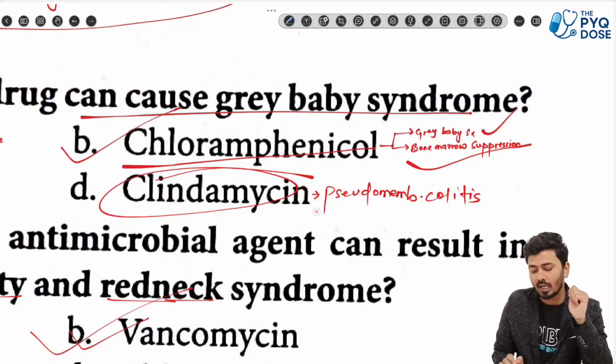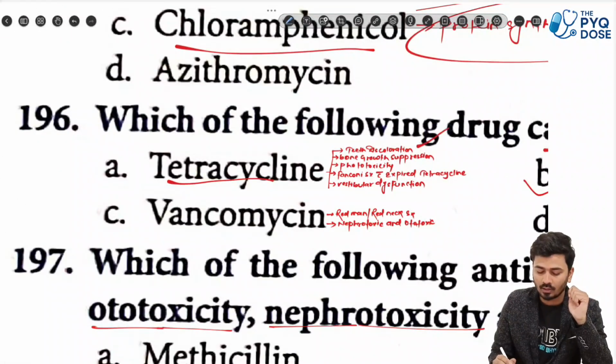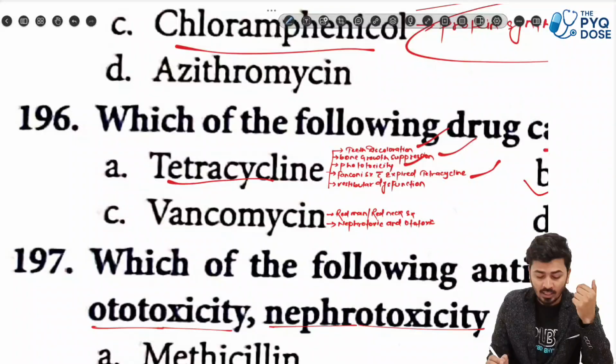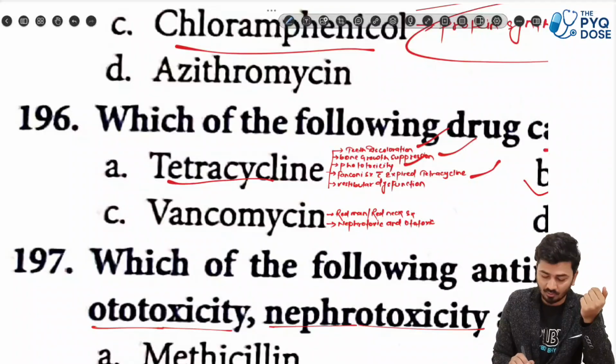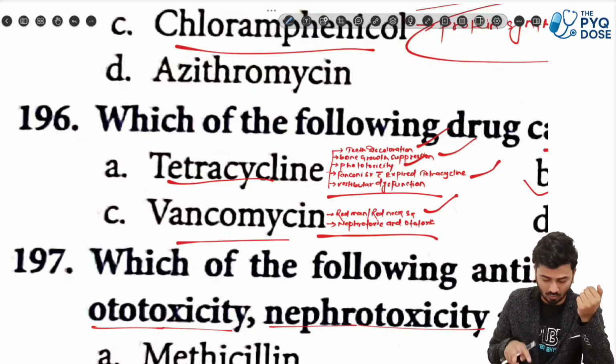Clindamycin as the side effect will have pseudomembranous colitis. Tetracyclines we have generally teeth discoloration, bone growth suppression, phototoxicity, Fanconi syndrome with expired tetracycline. If we consume expired tetracycline, this will cause Fanconi syndrome and vestibular dysfunctions will be there. Vancomycin can cause red man or red neck syndrome and it is nephrotoxic and ototoxic.